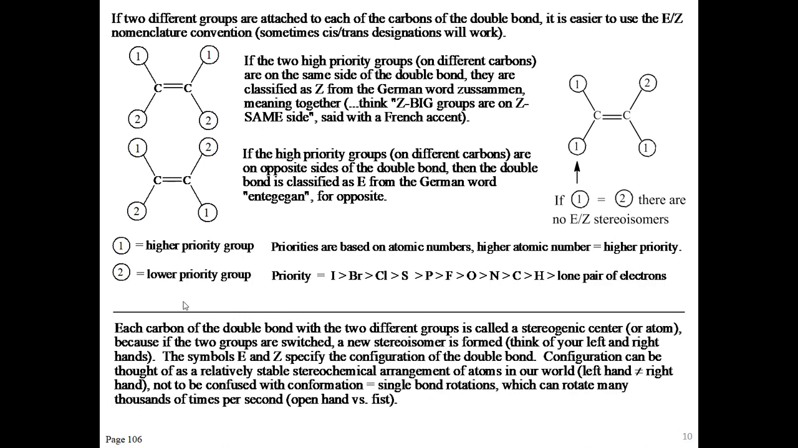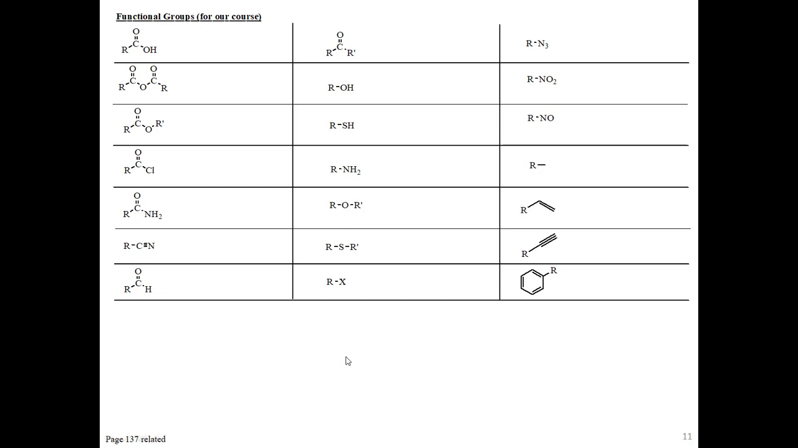Okay, now what we'll see in chapter 7 is that each carbon where this can happen is called a stereogenic center. Okay, because it makes different stereoisomers by switching 2 different groups or 2 different atoms. But we'll look at that more in chapter 7.